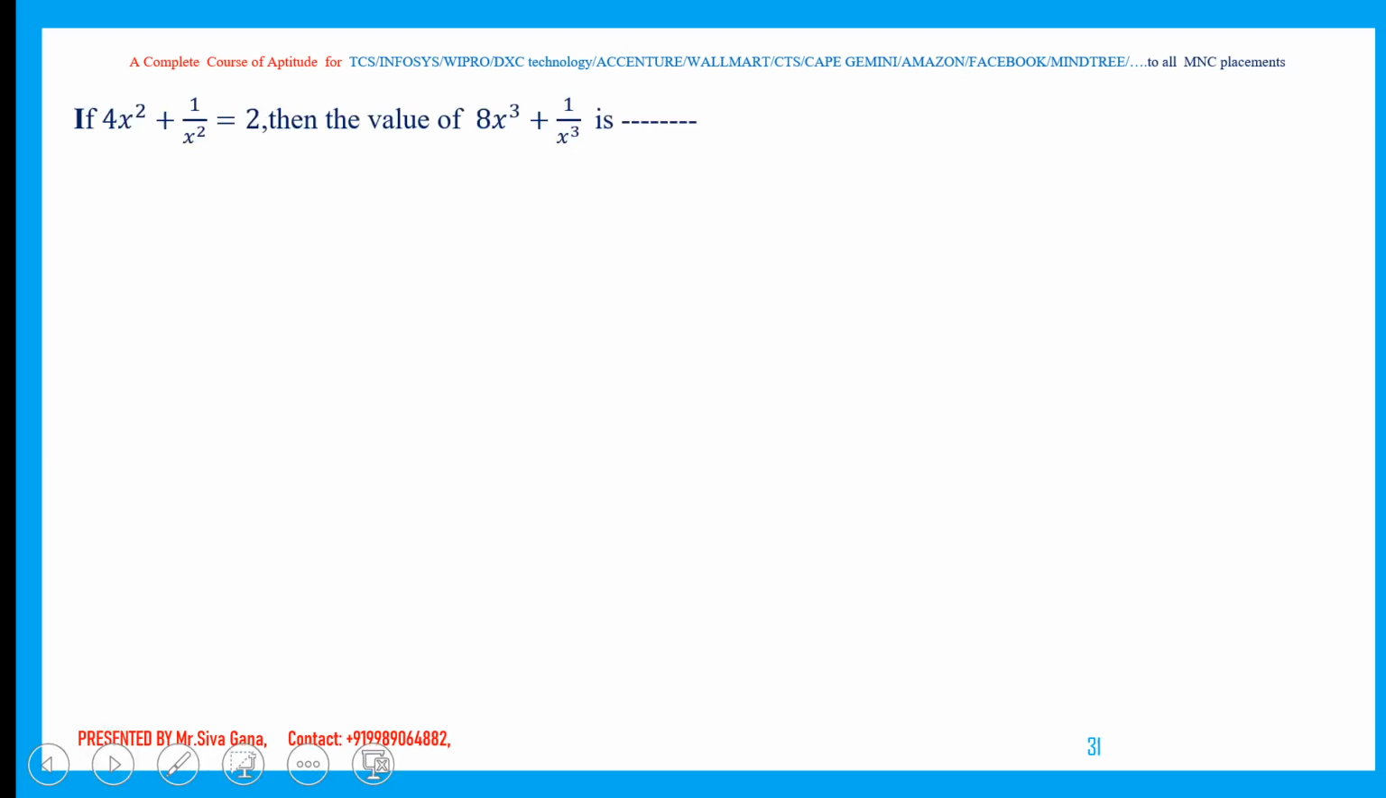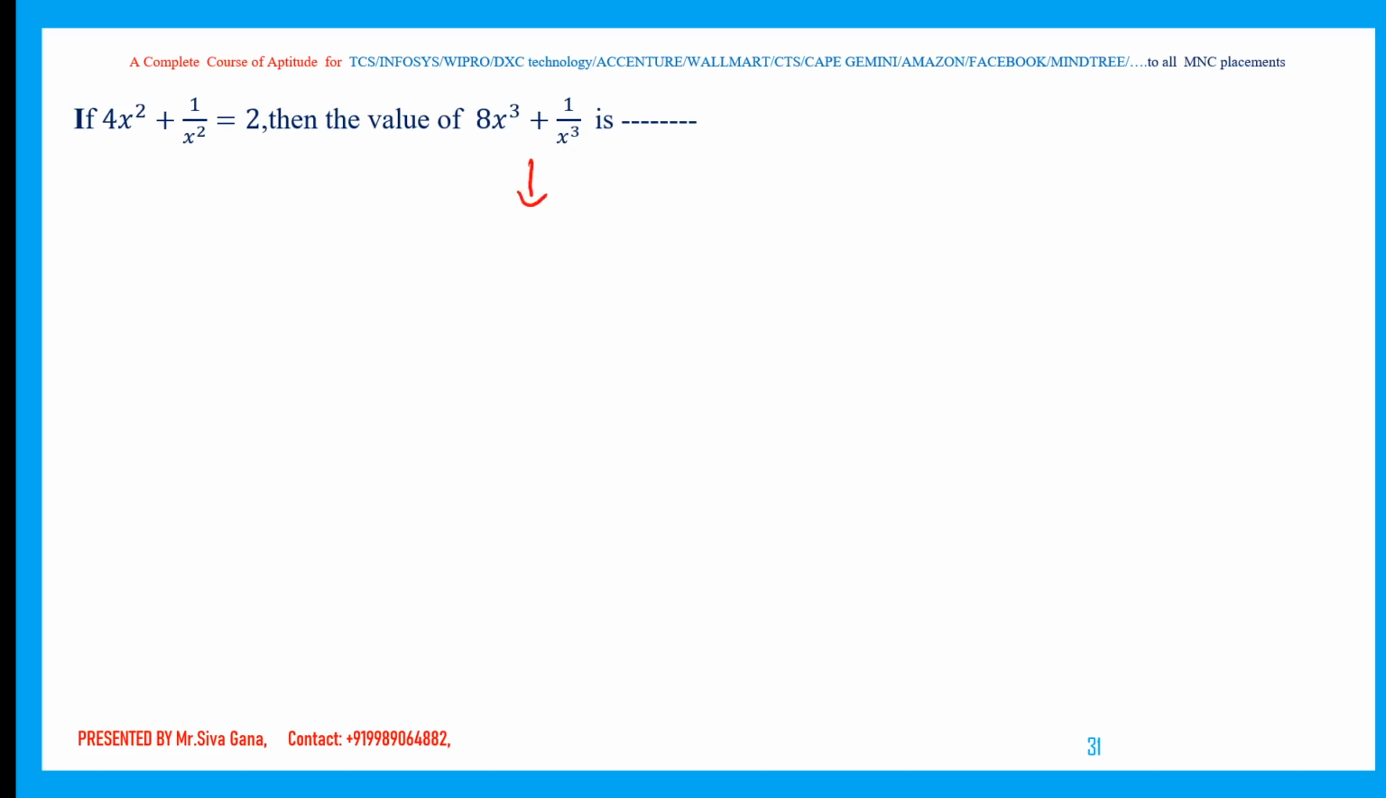Next question. If 4x square plus 1/x square is equal to 2, then find the value of this one. Right? The most expected question in TCS. These types of questions generally appear in TCS.